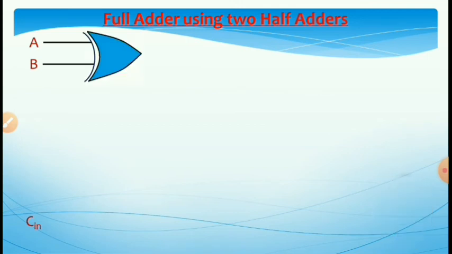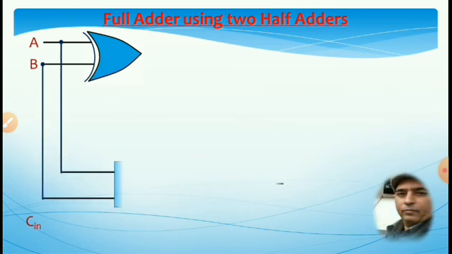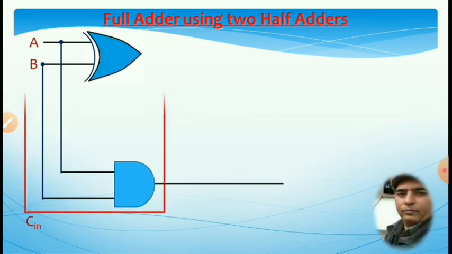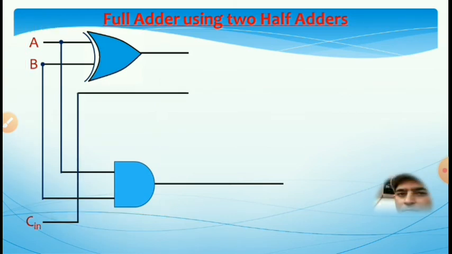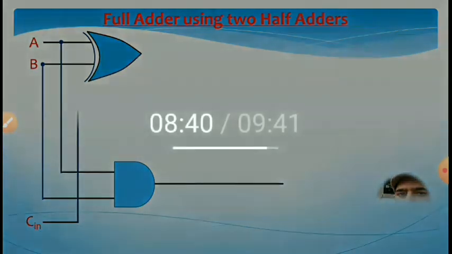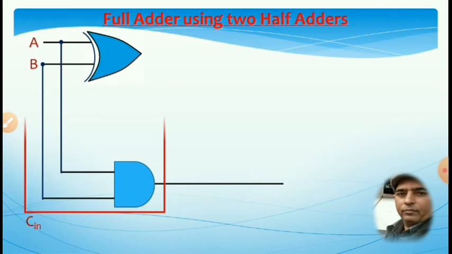Now let us have a look at the full adder, how to draw it using half adders. First, we will take three inputs A, B and C in. A and B are passed to an XOR gate, which forms the output as the partial sum of the first half adder. Now A and B are connected to an AND gate and form the output AB. This picture which is shown on the screen is our first half adder.